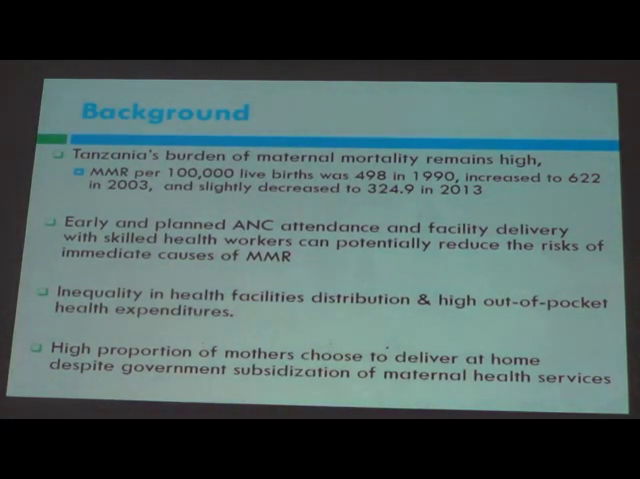So the burden of maternal death is high, but early and planned antenatal care attendance and facility delivery are more likely to improve the birth outcomes. But there is inequality, and also there is prominent high out-of-pocket health expenditure, despite that these services are heavily subsidized by the government. But still mothers fail to appear. Only half of the mothers actually make it to deliver in the hospitals. So then you wonder, what is the issue if the services are free?